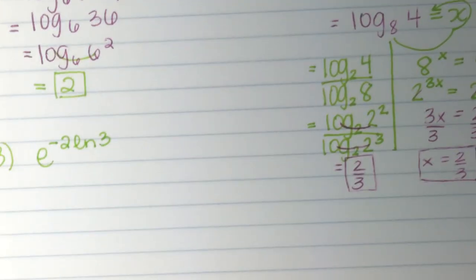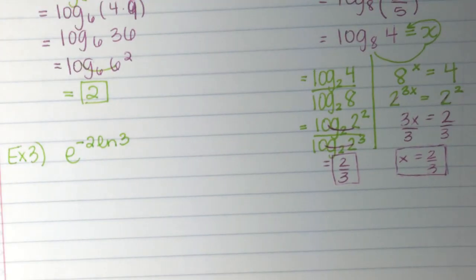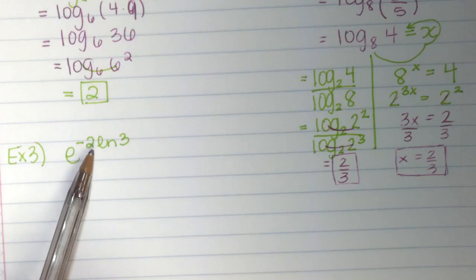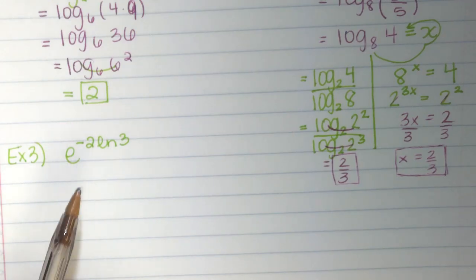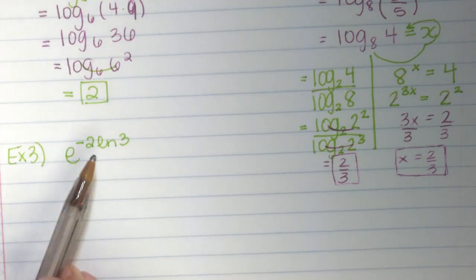All right, here's example 3. E raised to the negative 2 natural log of 3. Okay, we can't cancel these out just yet because we have this negative 2 in the way. But what can we do with the negative 2?